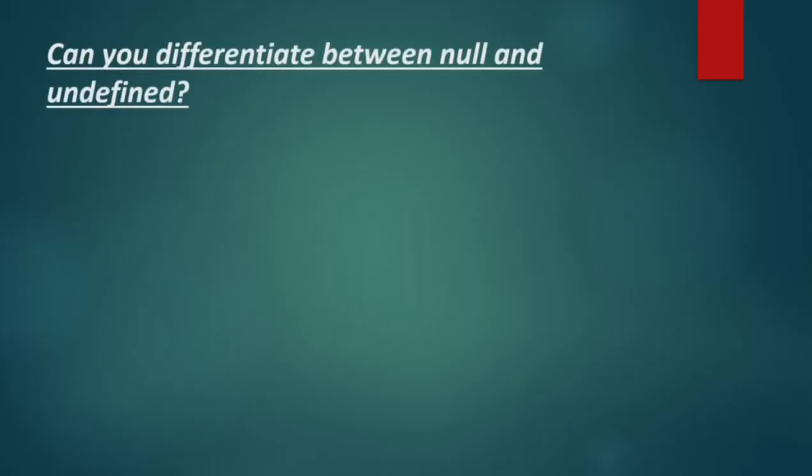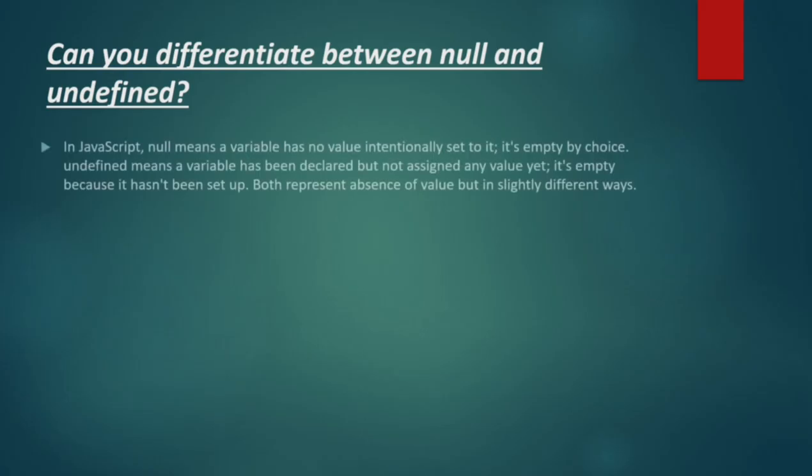So let's get started. Our first question is, can you differentiate between null and undefined? In JavaScript, null means a variable that has no value intentionally set to it, so it's empty by choice. And undefined means a variable that has been declared but not assigned any value yet. So basically it's empty because it has not been set up. Both represent absence of value but in slightly different ways. So let's move to another question.